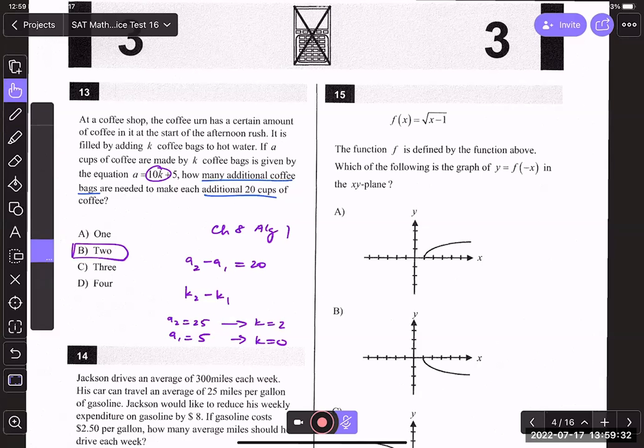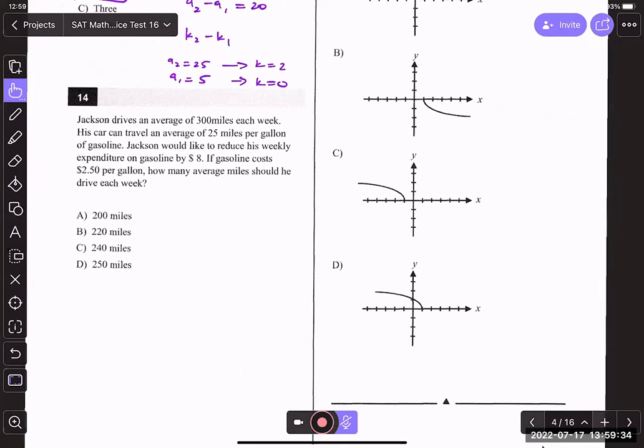All right, problem number 14. Jackson drives an average of 300 miles each week. His car can travel an average of 25 miles per gallon of gasoline. Jackson would like to reduce his weekly expenditure on gasoline by $8. If gasoline costs $2.50 per gallon, how many average miles should he drive each week?